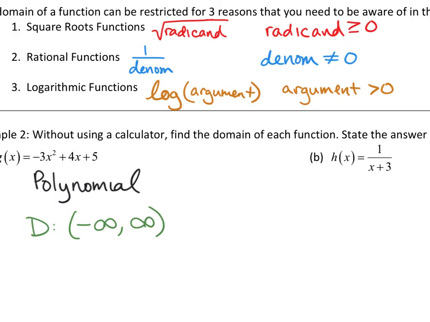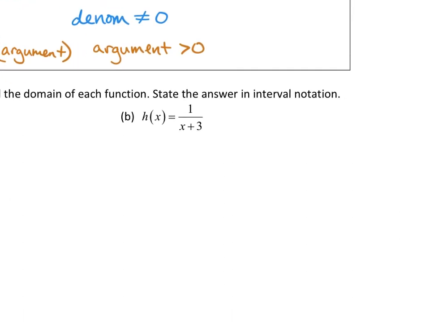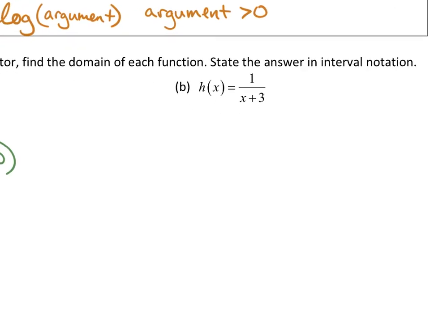What kind of function is B? Rational. Looks like a fraction. Rational, fractional. Okay, so there is a restriction on this domain. The restriction is that the denominator cannot be equal to 0. Now we want to solve that restriction for x. If I isolate the x, I would just subtract 3 from both sides. This is going to be x does not equal negative 3.